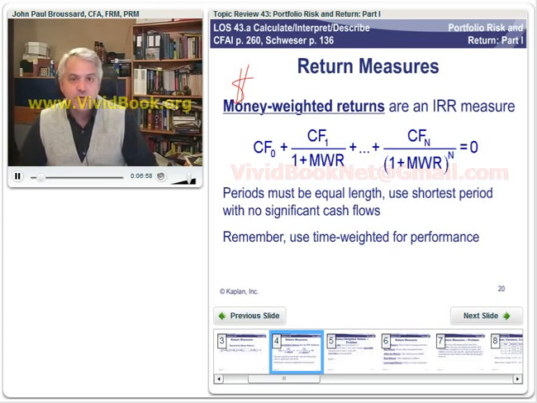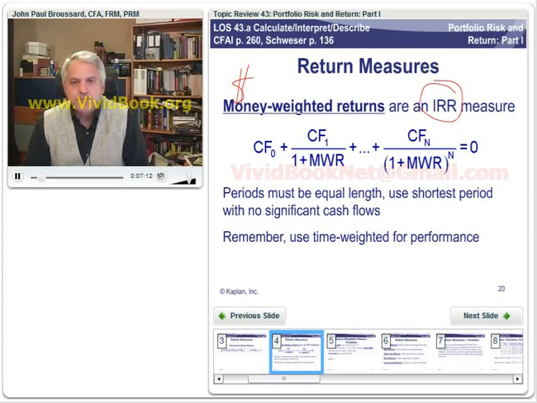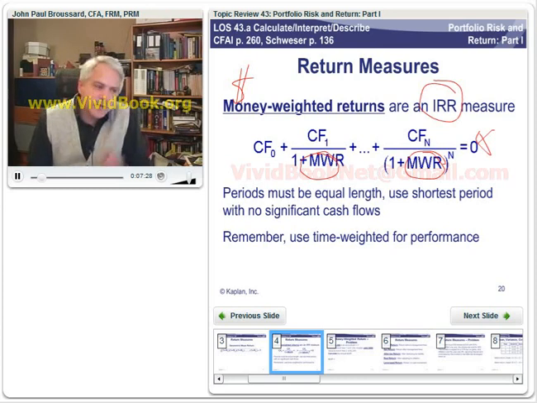Sometimes you'll see this referenced as a dollar-weighted return measure. Well, these dollar-weighted return measures are nothing other than calculating an internal rate of return, which you've seen in the corporate finance section of this video series. It's nothing other than trying to calculate the return number that sets this equation equal to 0. Now, there are a couple of little items that you have to have. The periods have to be of equal length, and you should use the shortest period with no significant cash flows to define what your periods are.